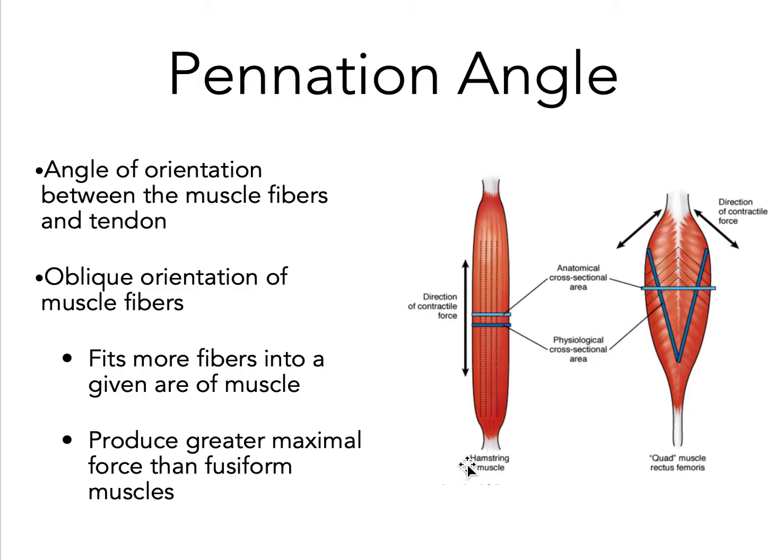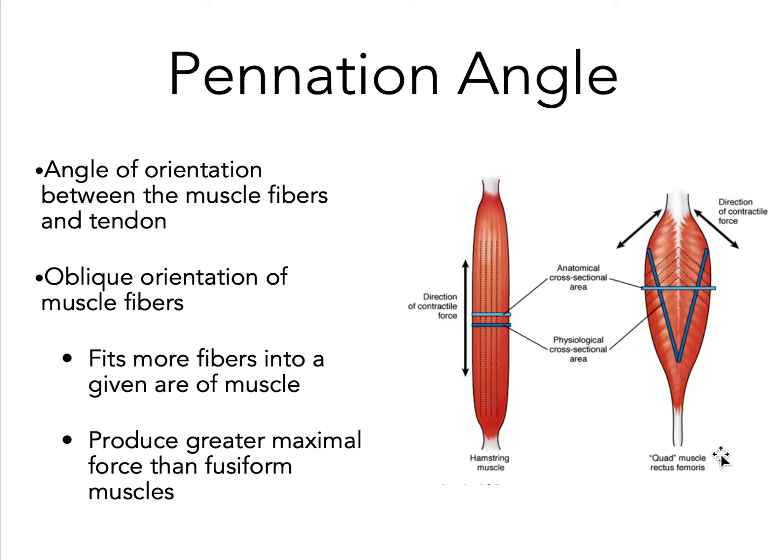If the pennation angle is greater than 0, as demonstrated right here, then only part of its force is transmitted through the tendon. In this example, the pennation angle would be around 30 degrees, transmitting only 86% of its force through the tendon. So it doesn't seem beneficial to our system.